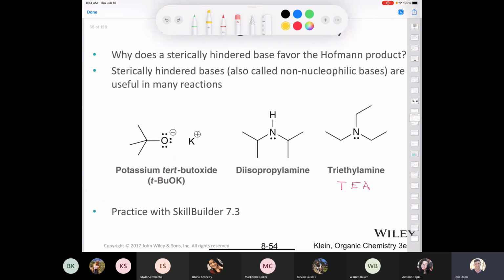So again, I talked about why a sterically hindered base favors the Hofmann product, because it goes for the less sterically hindered proton. And towards the end of the last lecture, I said, besides t-butoxide or potassium t-butoxide, which we'll normally abbreviate like this, there are other bases that we can use, like diisopropylamine and triethylamine. You can see why they're bases. They have a lone pair, right? We think of a Lewis base as being an electron donor, while the pair of electrons on the nitrogen of these amines can be donated. And these are very commonly used bases, diisopropylamine, triethylamine.